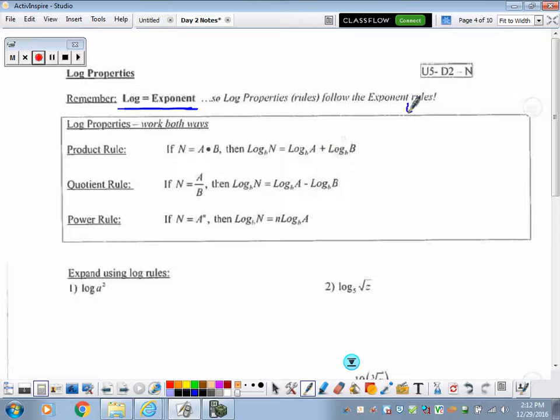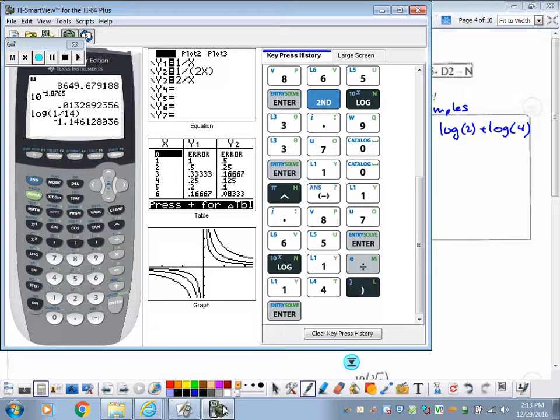I'm going to give you a couple of examples for each of these rules. We're going to use the calculator to prove to ourselves that these rules do make sense. They work. Let's use 2 times 4 as the product, and we're going to see if that's the same thing as log 2 plus log 4. According to this product rule, we're supposed to get the same answer. So let's ask the calculator.